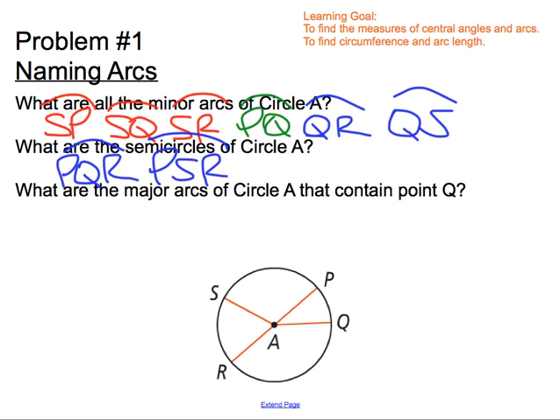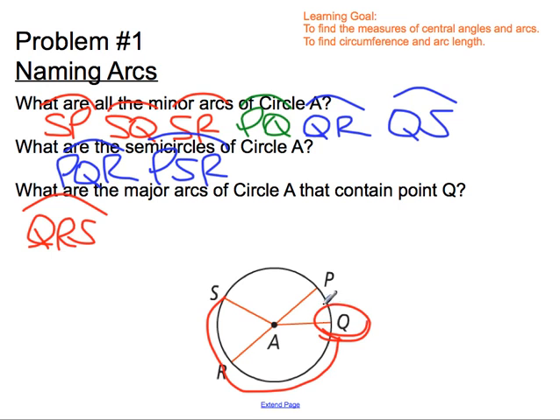So a major arc means that we need more than half the circle. So if we start at Q, we could go through R to S. So we have Q, R, S. We could start at Q and go through P around to S. So we could have Q, P, S.